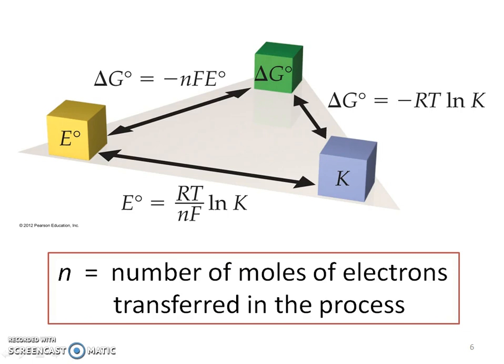Again, the n is always talking about the number of moles of those electrons that are being transferred in the process. So far we dealt with this delta G, we dealt with this now delta G, and we have this energy that kind of relates even gas law constant there. So they're all somewhat related to each other in a triangular way.